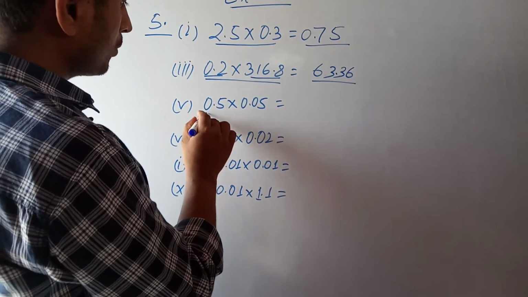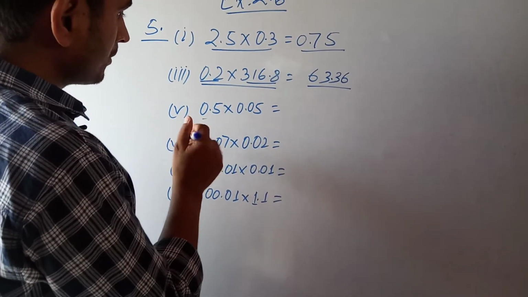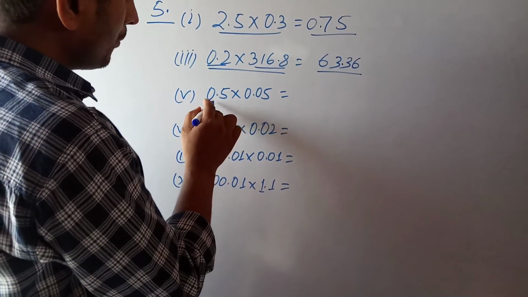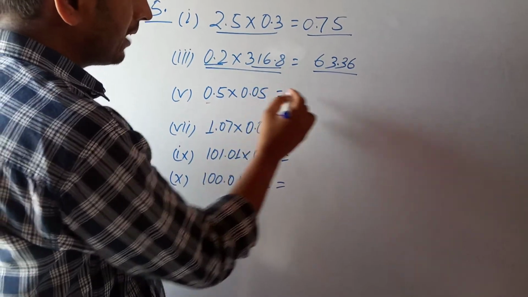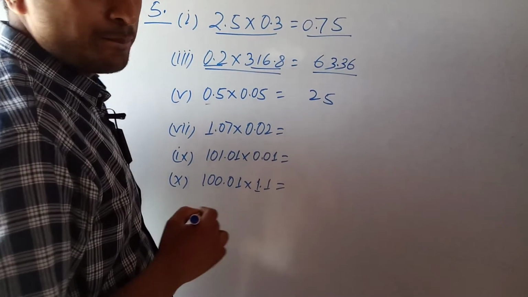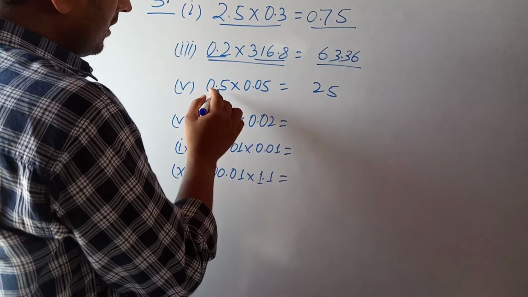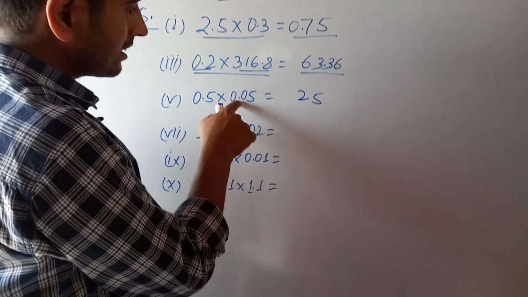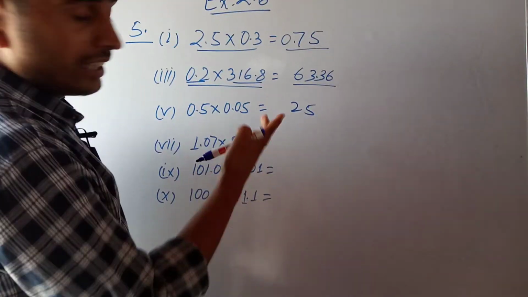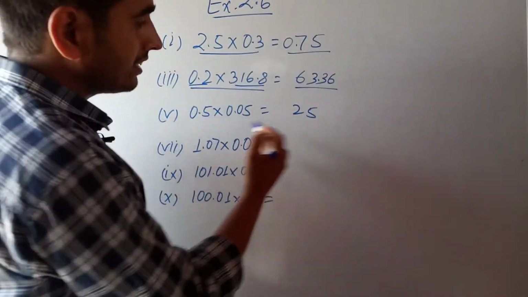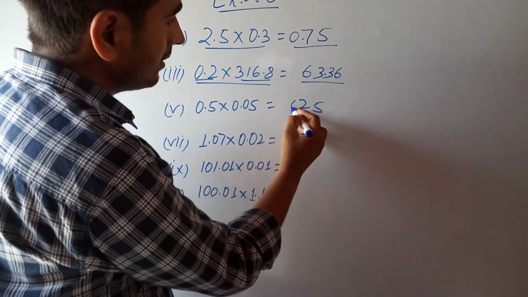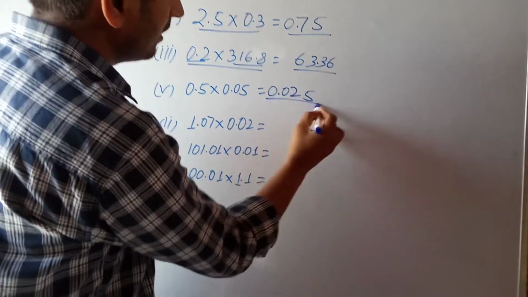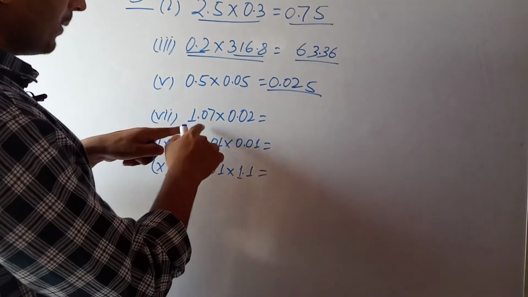Now coming to the next question. We have to multiply 0.5 into 0.05. See here, first forget this decimal. 5 into 5, that is 25. Then after the decimal here there is 1 digit, and in the second number after the decimal there are 2 digits. So 2 plus 1 is 3. So in the product we will put the decimal after 3 digits. 1, 2, and the third will be 0, and here 1, 2, 3, and decimal. So 0.025.